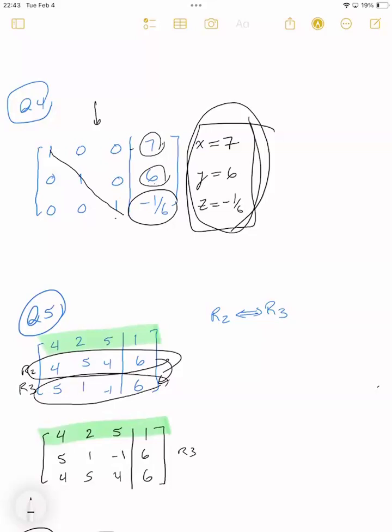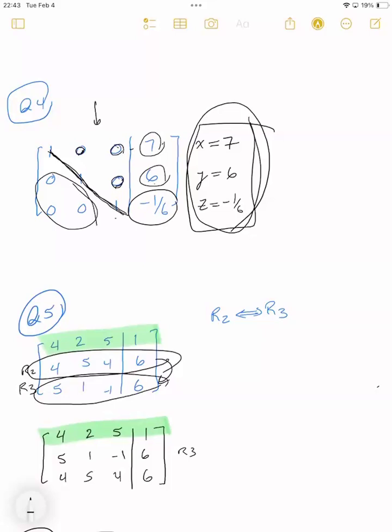So if you have 1 on the diagonal and 0 under the diagonal, then we say this matrix is in row echelon form. So these do not necessarily need to be zeros. They could be other numbers, but as long as you have 1 on this row and 0 underneath, then we call it row echelon form.